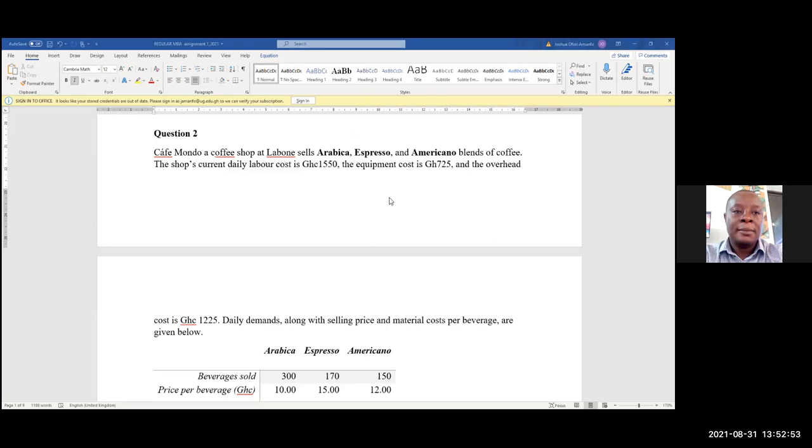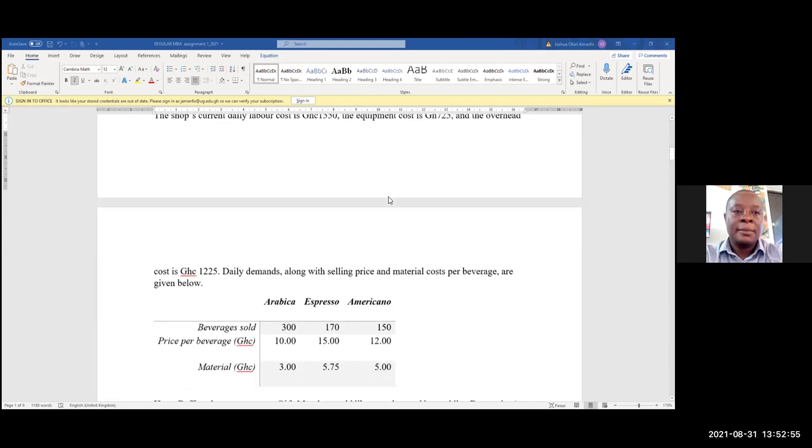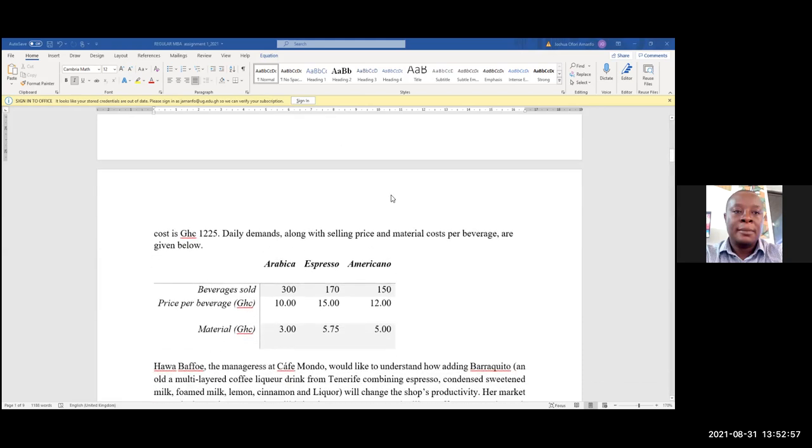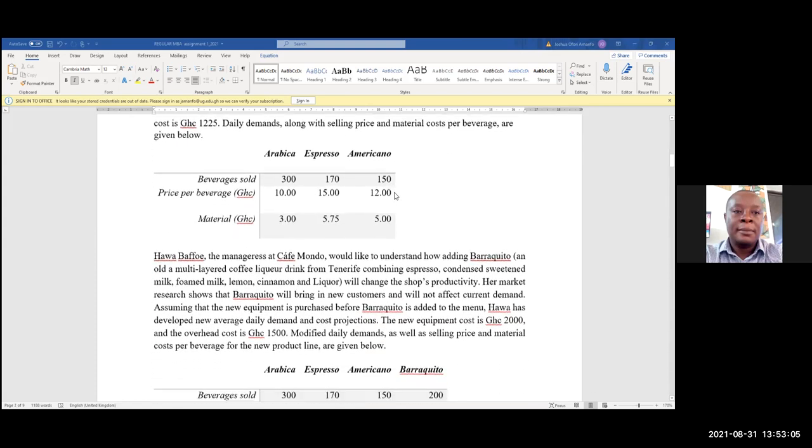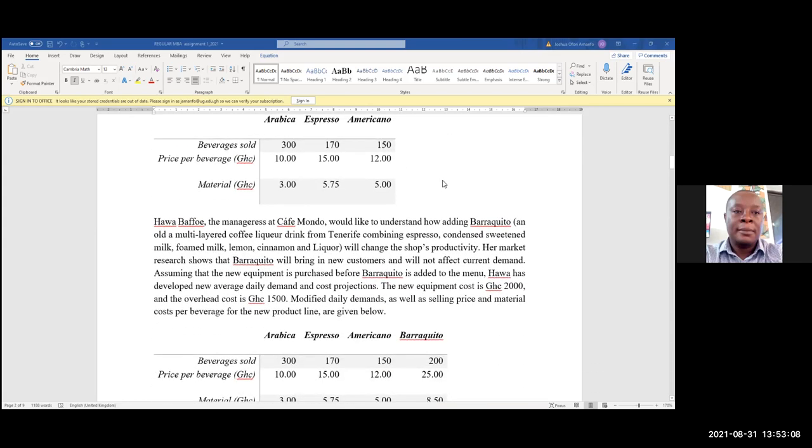And overhead cost is 1,225. Daily demands, along with selling price and material cost per beverage, are given below. So you have the table.